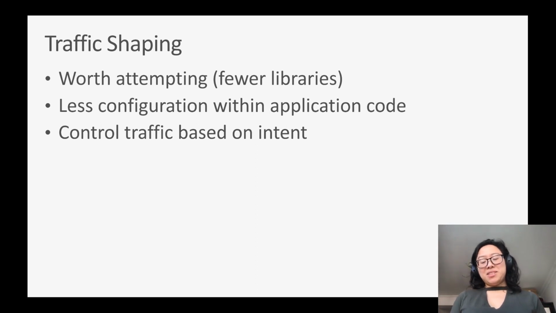Traffic shaping. It's worth attempting. In a typical public cloud blue-green on the infrastructure side, you would have to configure the load balancer. And in this case, maybe you can just use layer 7 stuff to just say 50% goes here, 50% goes there. It's pretty simple, and the service splitter is just a configuration that you apply. There's less configuration within the application code itself, so I don't have to include the Polly library, I don't have to include all the other libraries, and I can control some of the traffic based on intent.